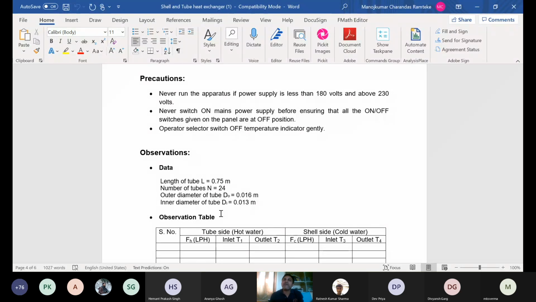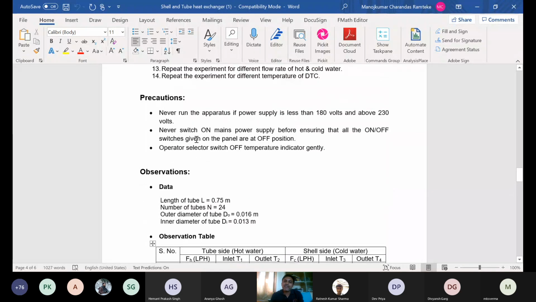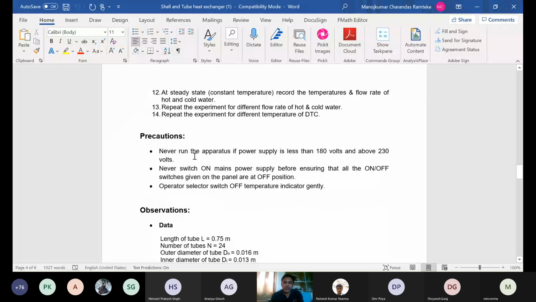But that problem we are not solving here. This problem is much simpler. In this problem, the existing heat exchanger is already there, and since it is there, you already know how many tubes you have and the length of each tube. You can directly find out the heat transfer area. Once you get it, your job is to find out the overall heat transfer coefficient U.